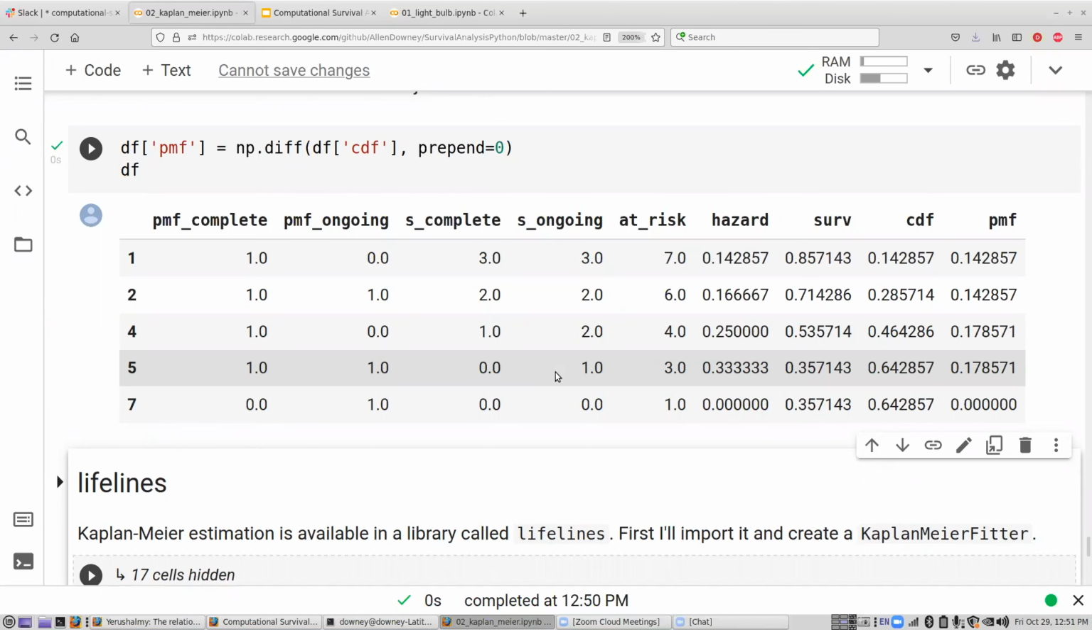Now, how are we doing out there? Is the prepend something like fill NA 0, if you would do it with diff in pandas? Yeah, so what it does is it takes the sequence and puts a 0 at the beginning, and then it computes the diffs. And for this particular case, going from a CDF to a PMF, that's exactly what we want to do.